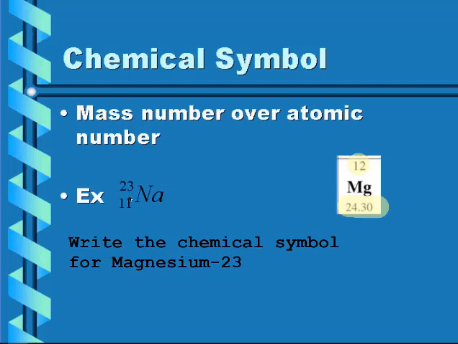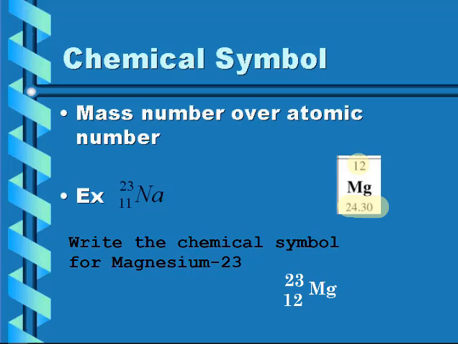So on this problem, our atomic number was 11 and our mass number was 23. In this problem, it says, write the chemical symbol for magnesium-23. Well, we know that the mass is 23, it goes on top. Looking on the periodic table, we can see the atomic number is 12. The atomic number never changes for a particular element. The mass number will change, and then the symbol, which is Mg.